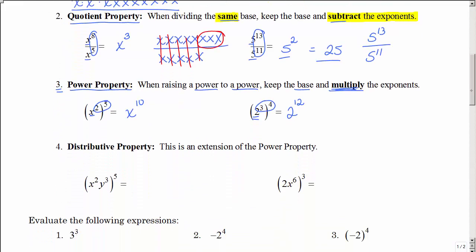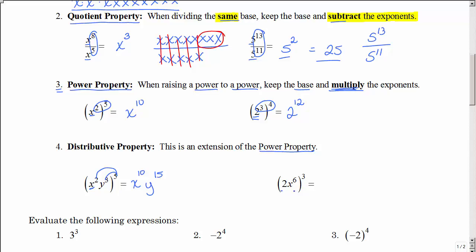Now this fourth property, I'm going to call it the distributive property, but it really is just the power property kind of on steroids. It means that you're going to apply the power property to more than one thing at a time. So we're going to keep x and we're going to multiply those exponents. We're going to keep y and we're going to multiply those exponents. So it's kind of like a distributive property.